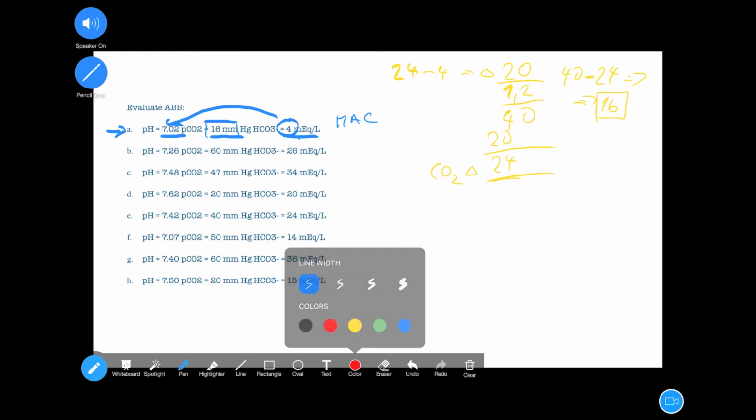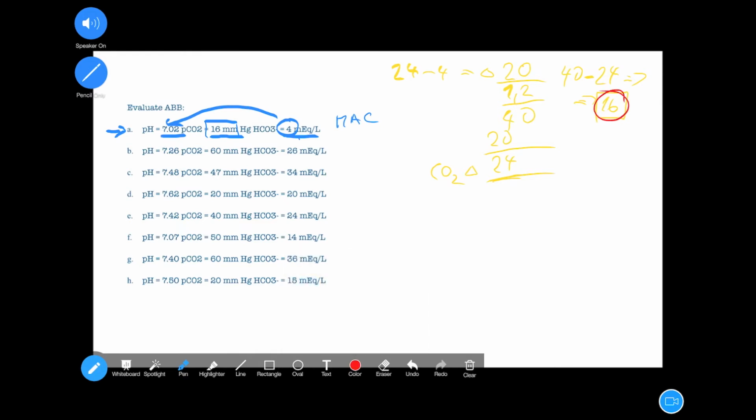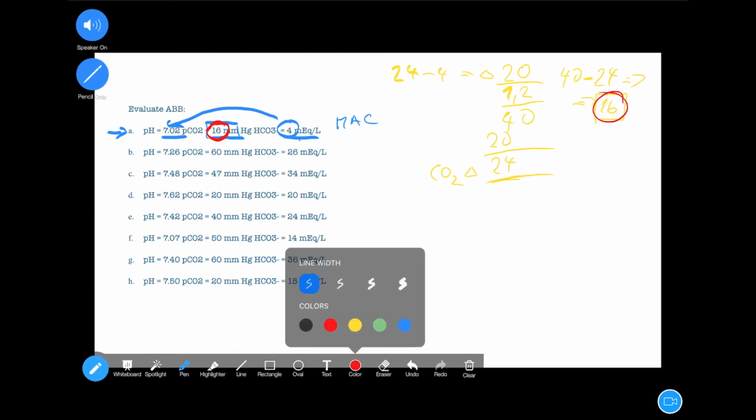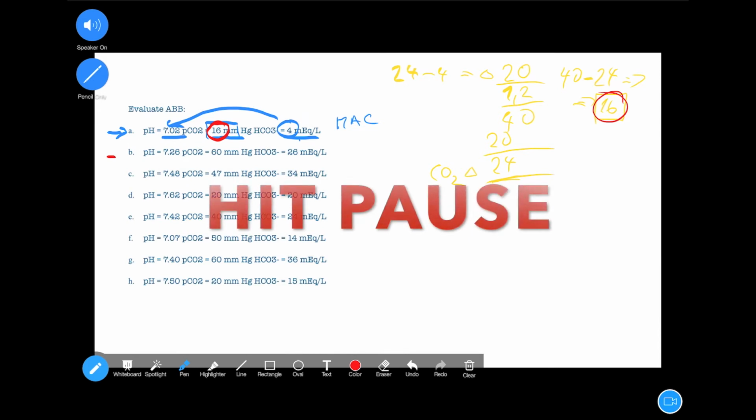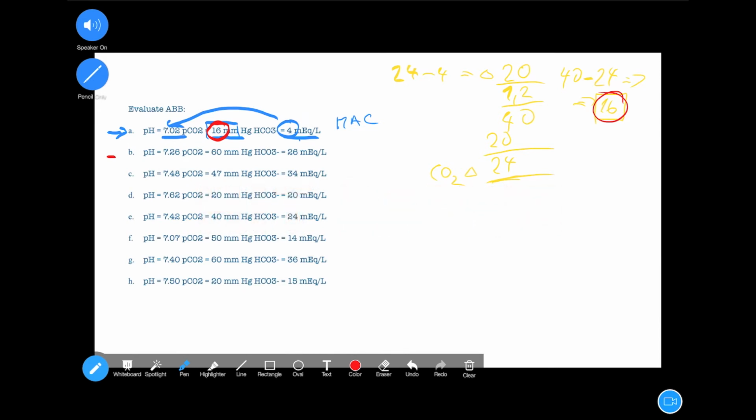And now I'm going to check it. So this is like a prediction, and I'm going to check the reality, and it fits. So I know it's a pure metabolic acidosis. Okay? We're doing B. And over here, look at this. So this is acidosis right away. It's acidosis, okay? And you have to find what goes with the acidosis.